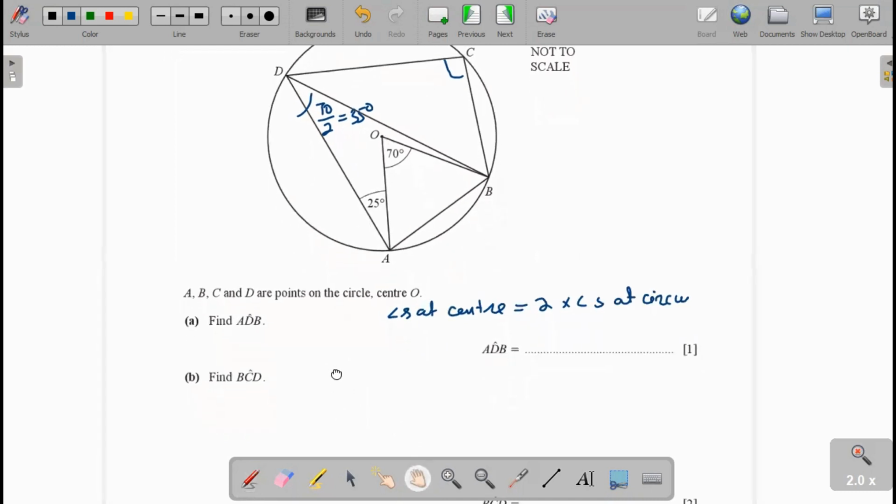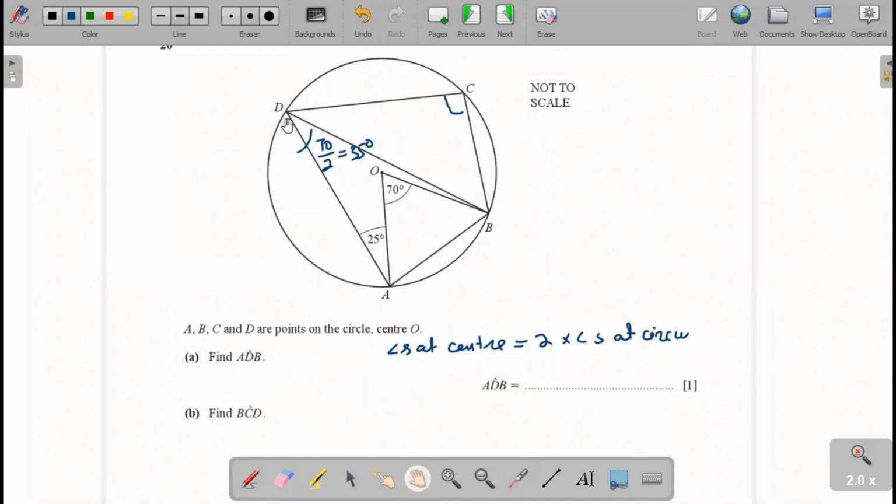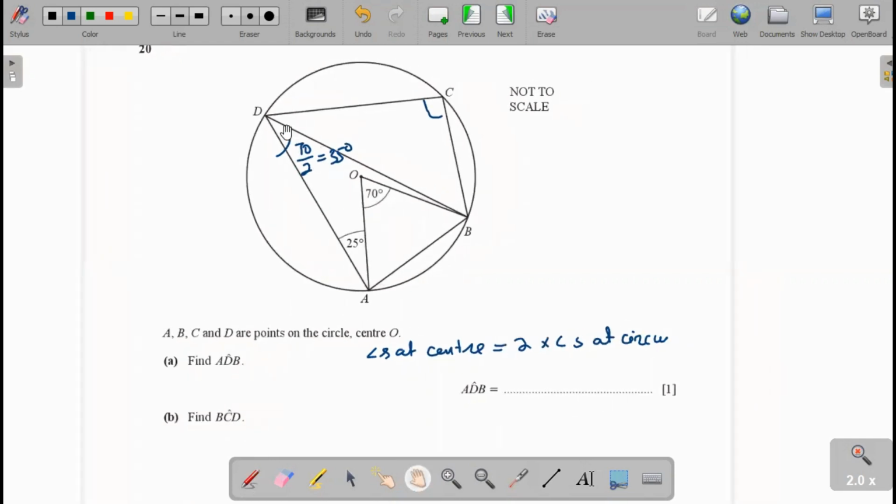Next part, find angle BCD. This is the angle BCD. Now we see that there are two angles, one is BCD, the other is BAD. These are opposite angles of the cyclic quadrilateral. The sum of opposite angles is supplementary. Suppose this angle is A. The sum of these two angles will be equal to 180. If we find this angle A, we can easily find the angle BCD.